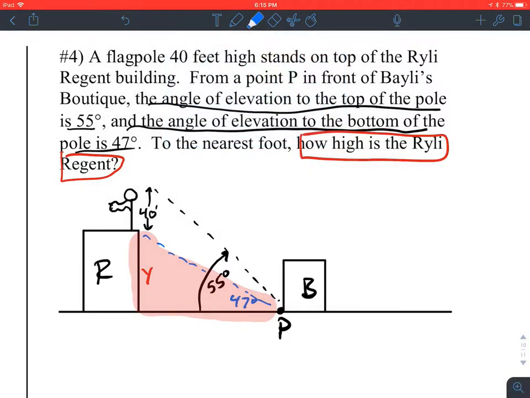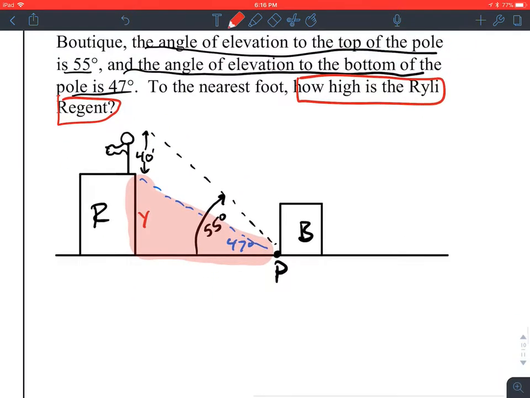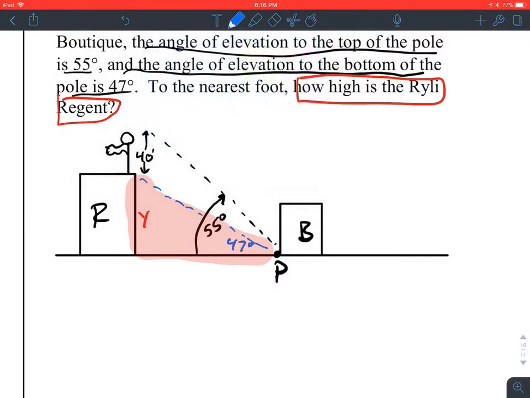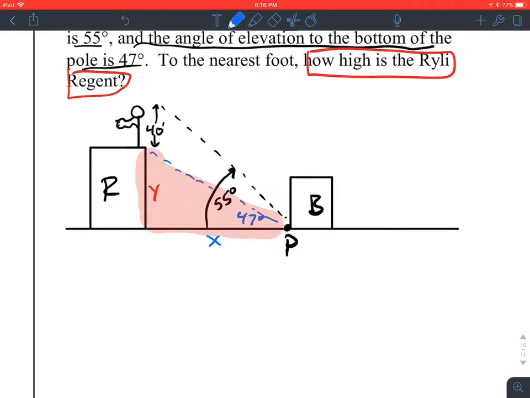If we try to use the big triangle, we don't know the length of any side in that either. So we are hurting in either case. What do both of those triangles have in common? This bottom leg, they both have that in common. We'll call that X.